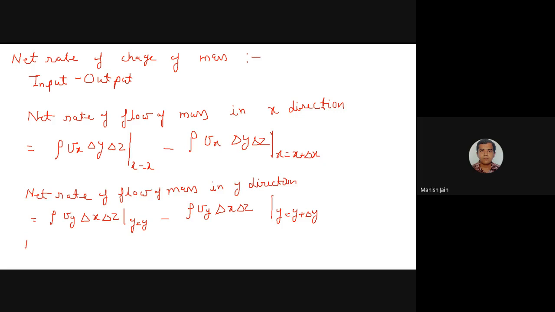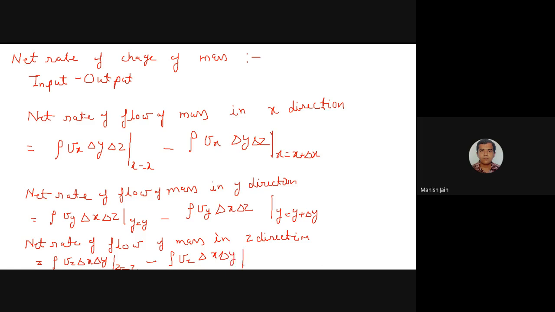Similarly, you can write the net rate of flow of mass in z direction, that is equal to rho Vz delta x delta y at z equal to z minus rho Vz delta x delta y at z equal to z plus delta z.